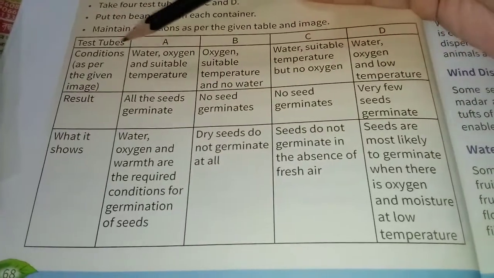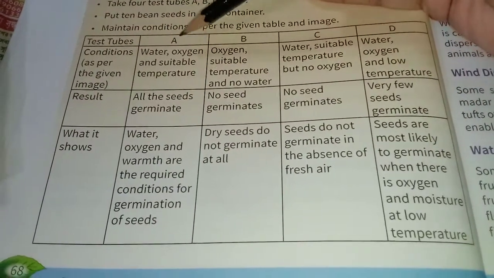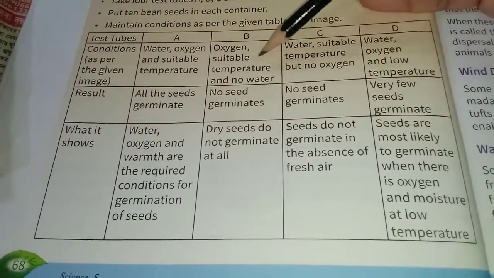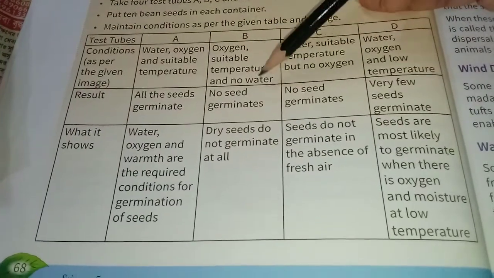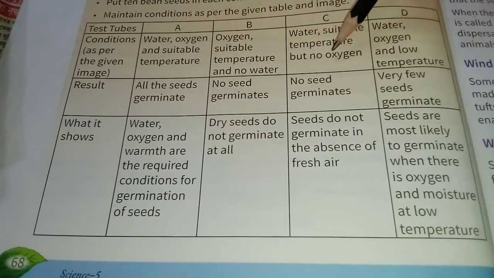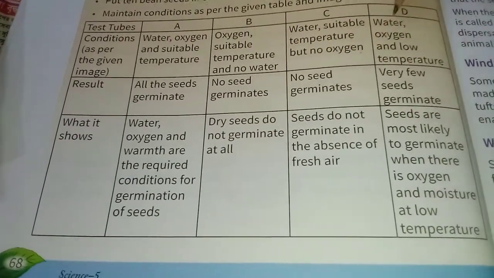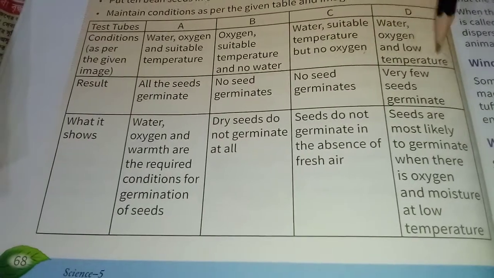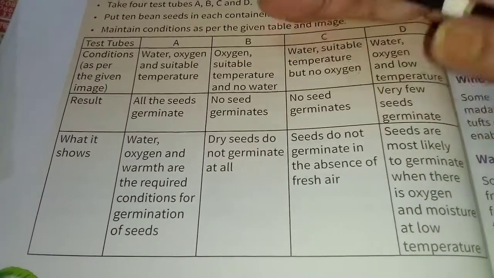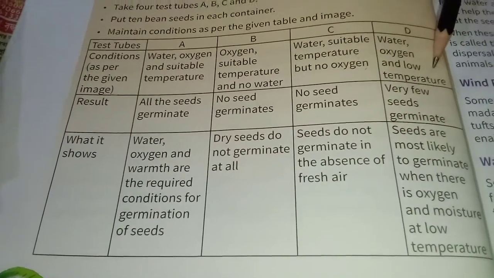Okay, so test tubes A, B, C, D. Conditions for test tube A or bottle A: water, oxygen and suitable temperature. And bottle B: oxygen, suitable temperature and no water. C: water, suitable temperature but no oxygen. And D: water, oxygen and low temperature. Put A, B, C bottles in room temperature and D in the refrigerator.